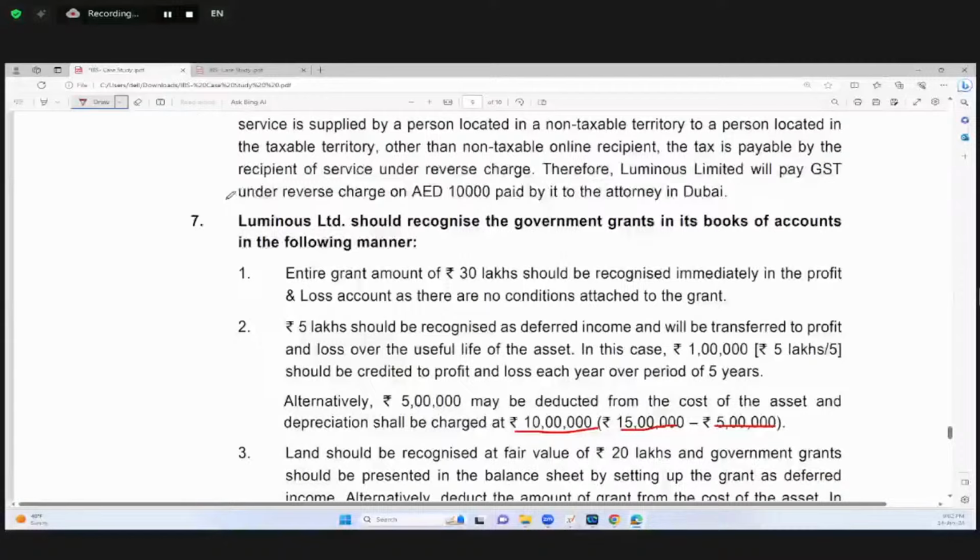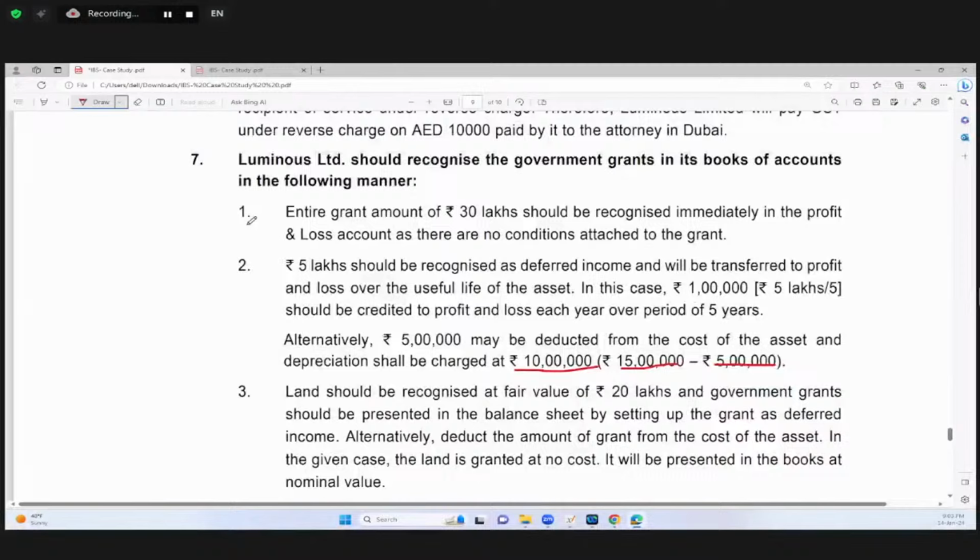Are there more queries? One student says, ma'am, question number 7 is showing a different question in my printout. Okay, you have taken the printout from the website. There it is, question number 8. So check question number 8 for this. Yes, it is question number 8 regarding that grant that we are covering. It is better to refer to what we are showing on the screen. Okay? Right. Thank you, Shilpa.